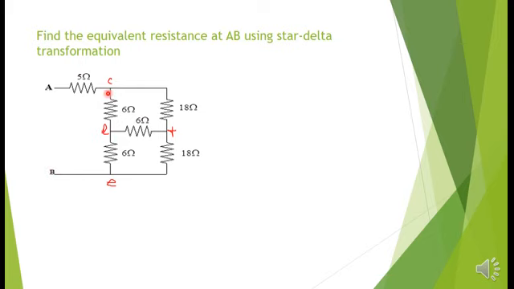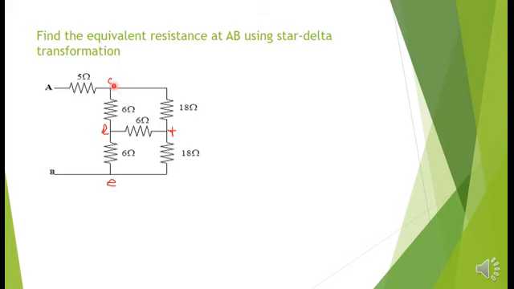So what are the possible star or delta networks? Before applying star and delta, you need to check whether there is any series connection of the passive elements or parallel connection of the passive elements. Before applying a star delta transformation, we need to check this. So here, none of the elements are connected either in series or in parallel. So we can directly apply star delta.